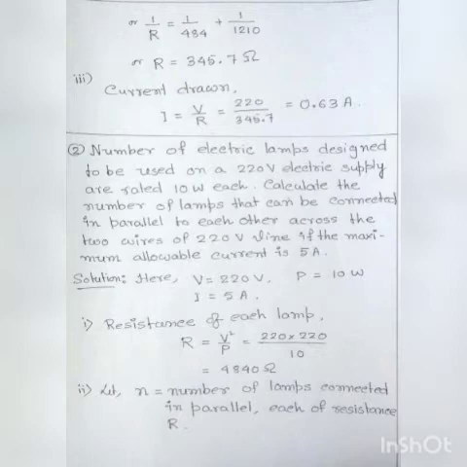A number of electric lamps designed to be used on a 220 volt electric supply are rated 10 watt each. Calculate the number of lamps that can be connected in parallel across the two wires of a 220 volt line if the maximum allowable current is 5 ampere. Now see here, potential difference V equals 220 volt, power P equals 10 watt and I is 5 ampere.